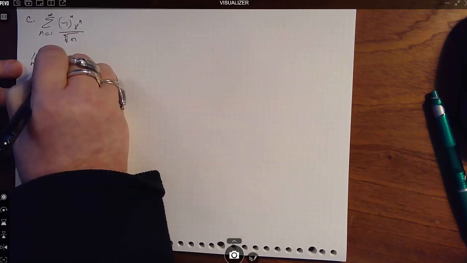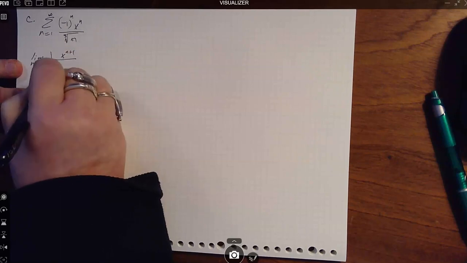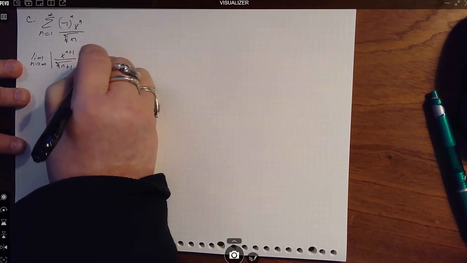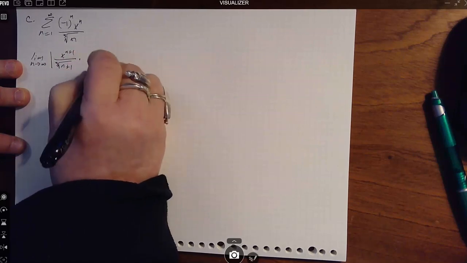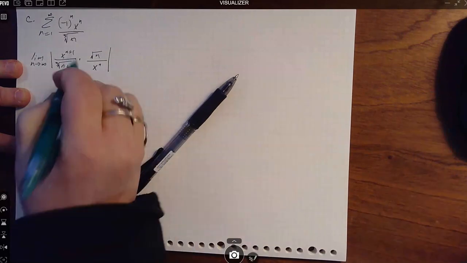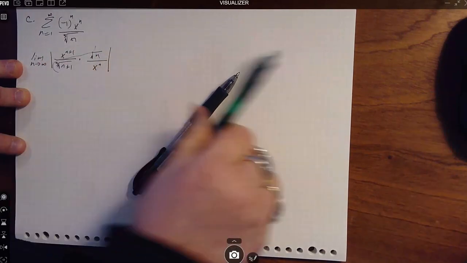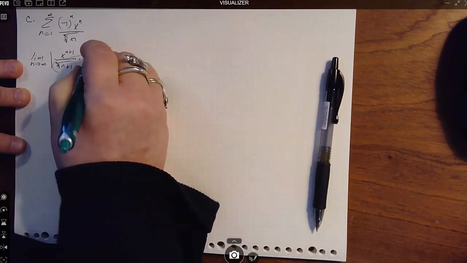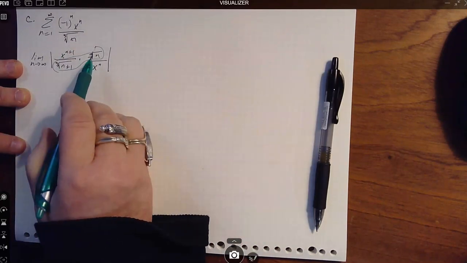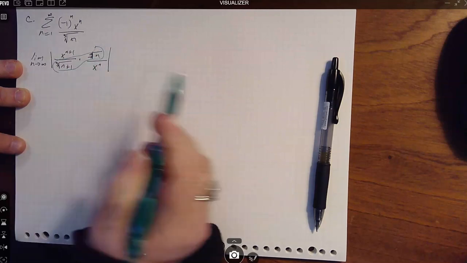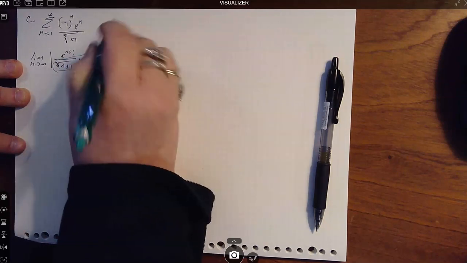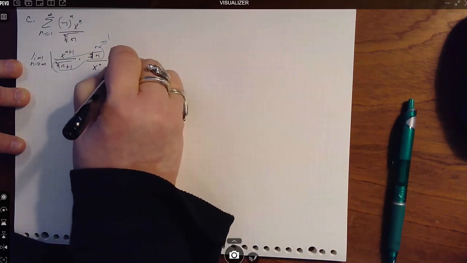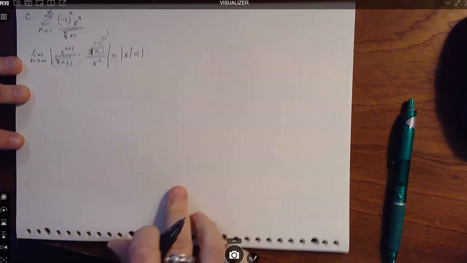So I have x^(n+1) over the cube root of n+1, times the cube root of n over x^n. Again, that's supposed to be cube root. Again, I have my polynomial part. The degree of the top is the same as the degree of the bottom. The coefficients are the same. So this mess will go to 1. The only thing that survives is an x on top, and that has to be less than 1.